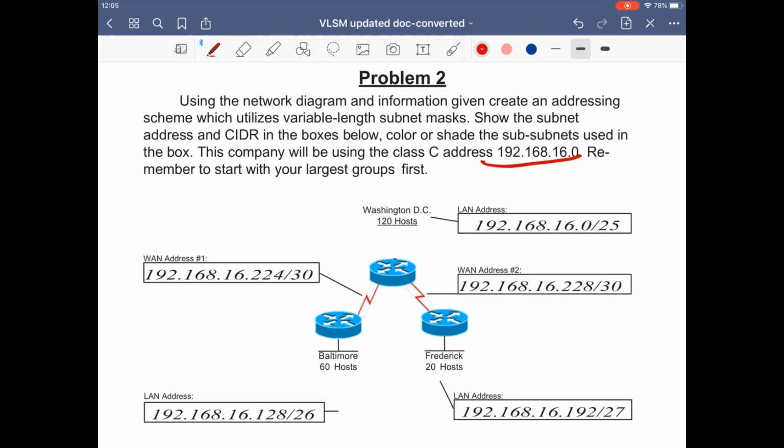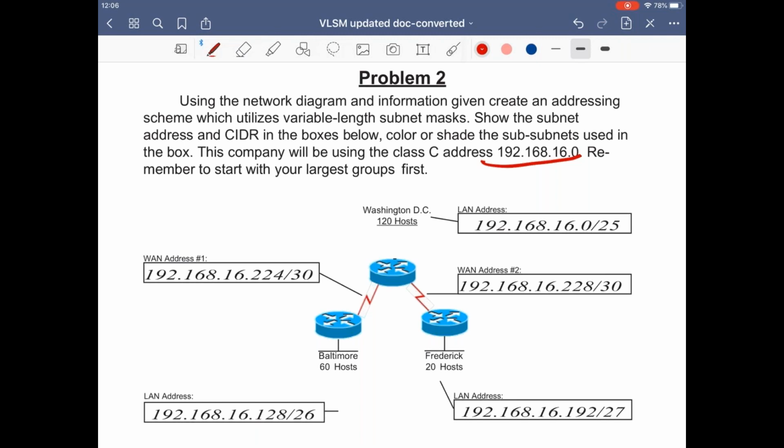So for the first network, the first IP would be 192.168.16.0, which is written there. The broadcast ID for the first network will be 16.127. That is for the first network. Slash 25, because only the first bit is on, remaining bits are off.